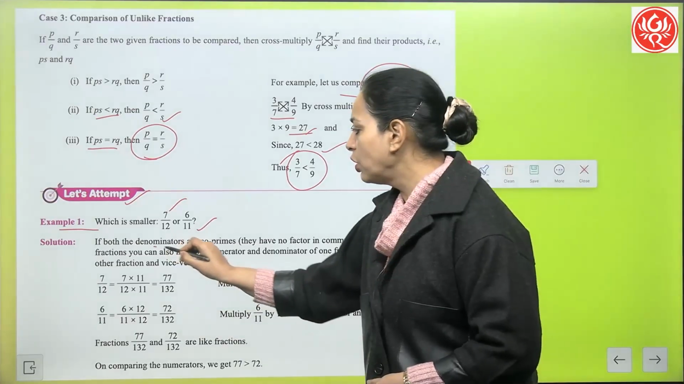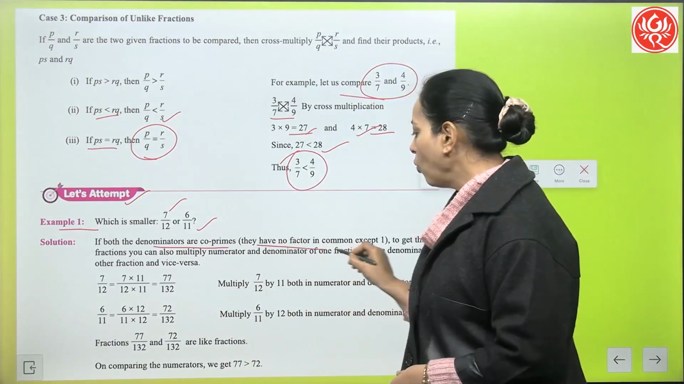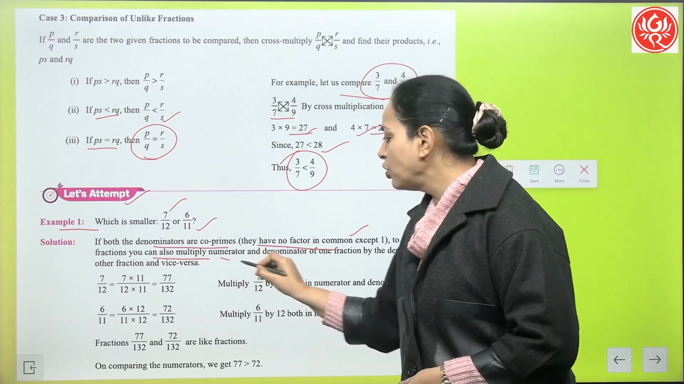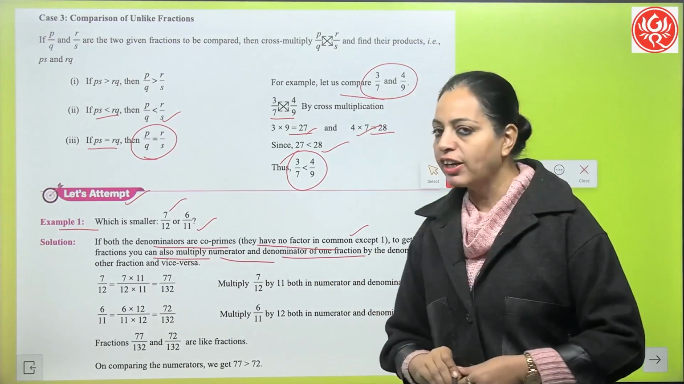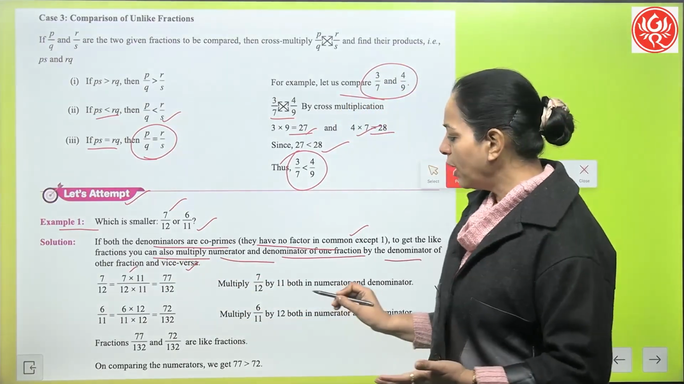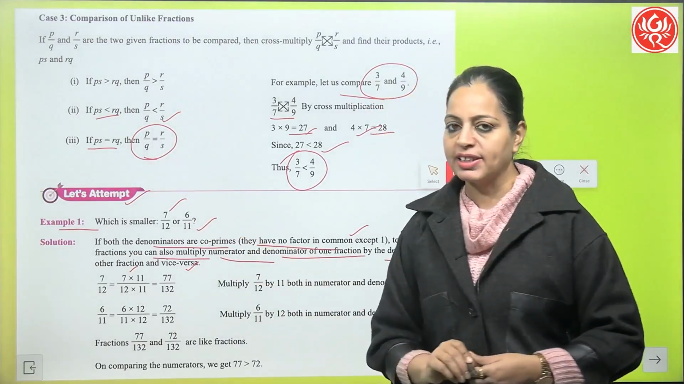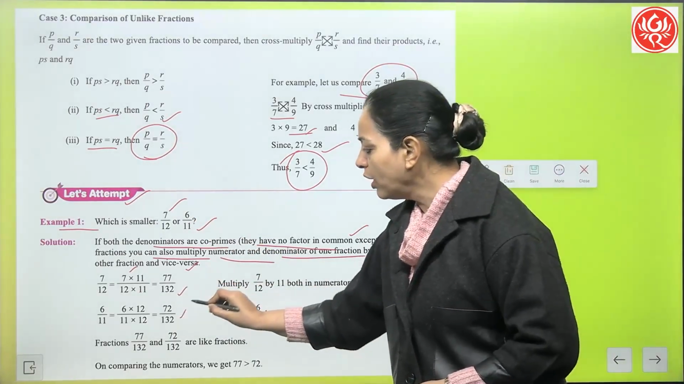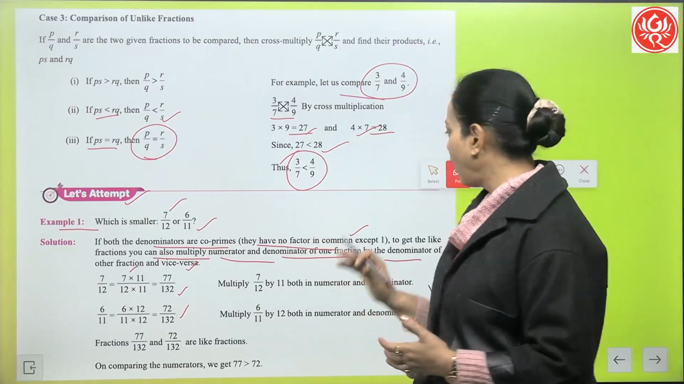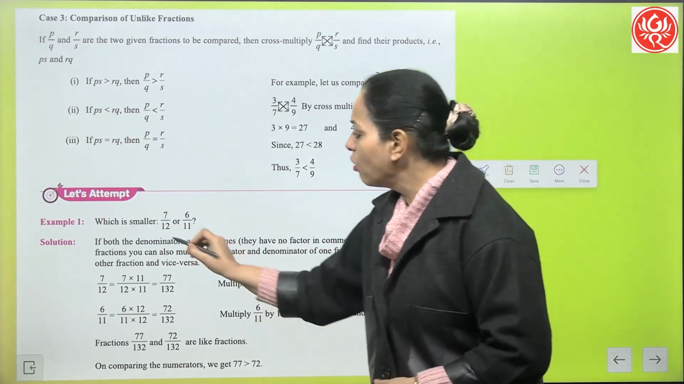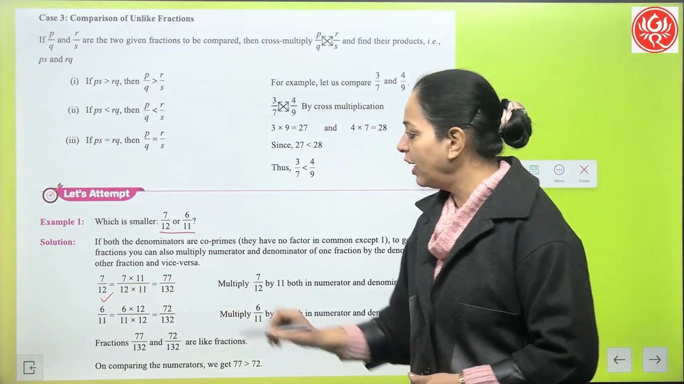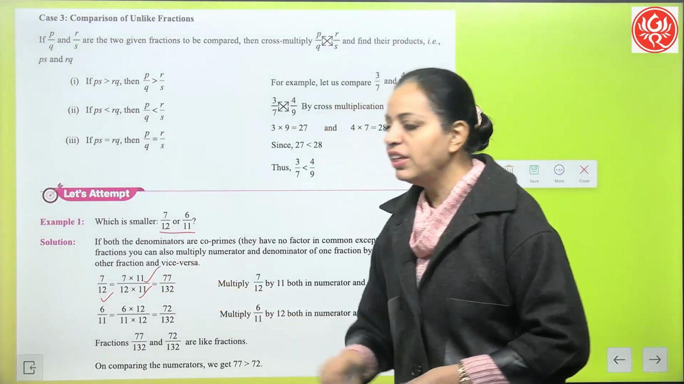So here both the denominators are co-prime, they have no factor in common except 1. To get the like fraction, you can also multiply numerator and denominator of one fraction by the denominator of the other fraction and vice versa. Simply हम क्या कर सकते हैं, इसमें cross multiply भी कर सकते हैं. Okay, but what they are doing, इन्होंने क्या किया है, they are making unlike fractions into like fractions, means we are making the denominator same. Here 7/12 है तो हम क्या करेंगे, 12 into 11, 7 into 11.